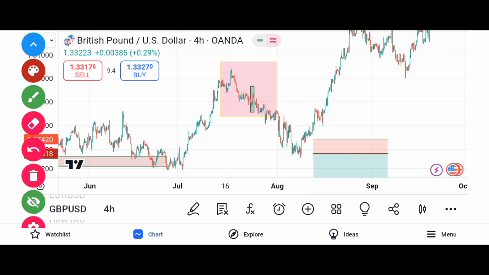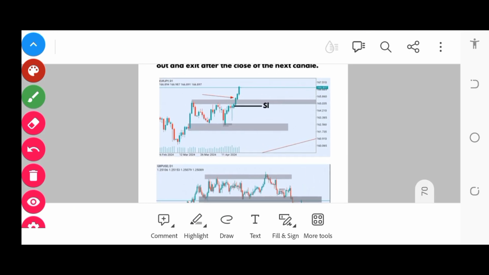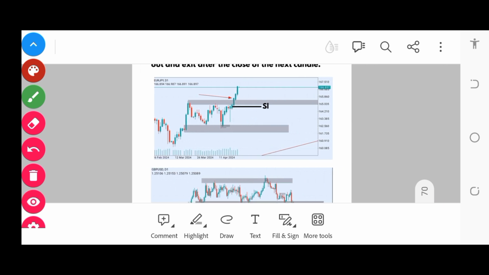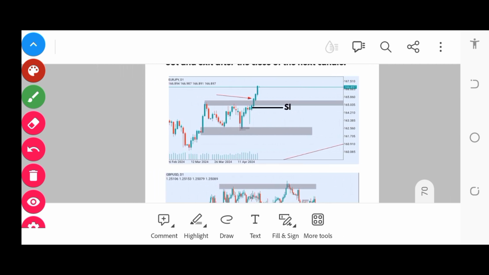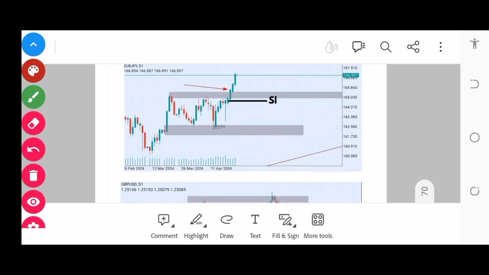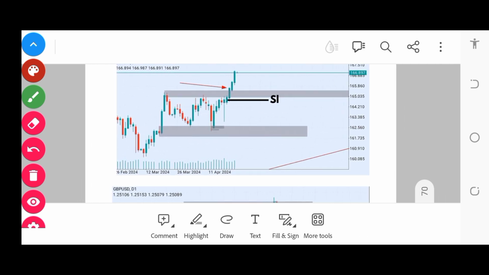So let me just show you with the trading ebook. You can see in this example, after this breakout, see the candle that broke out. After this breakout, we enter the trade. You can enter the trade here, and you put your stop loss below the candle that broke out. So let me zoom in again. Okay, so you can see it. You can see the breakout, the candle that broke out.